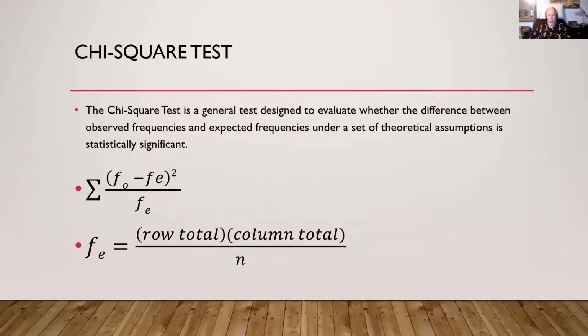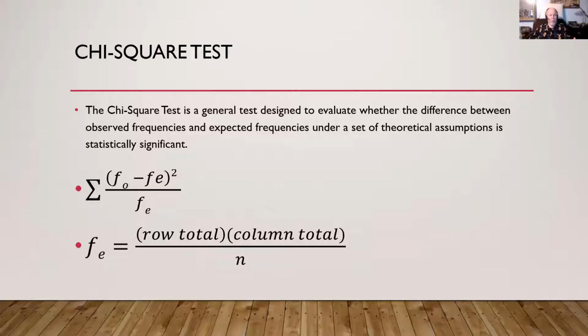We square the number in order to make everything positive. So we square the difference between what we observe and what we expect for each cell in a table, and we divide that by the expected value, and we take the sum of all of those, and that's the chi-square statistic. And then we look up on a table to see whether or not it's statistically significant.